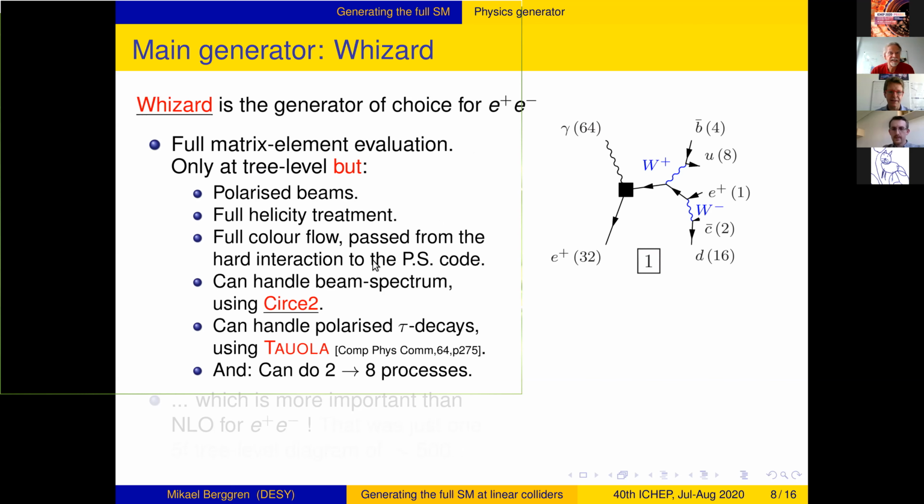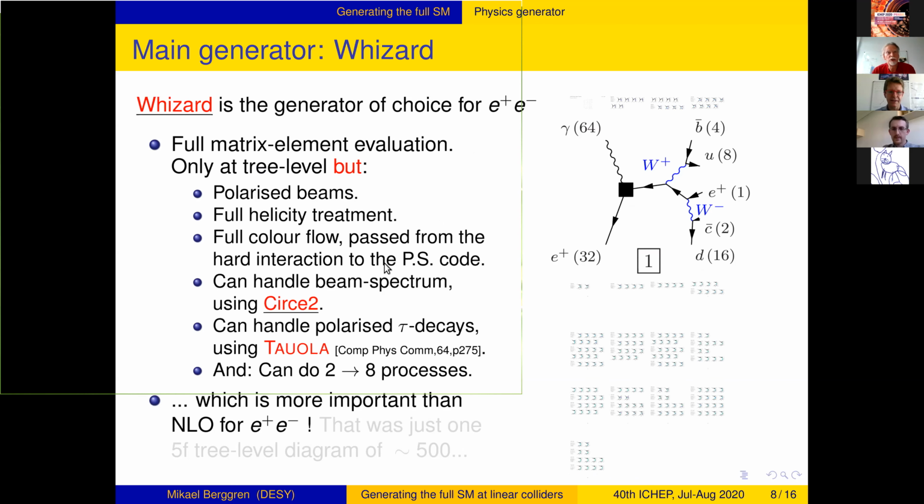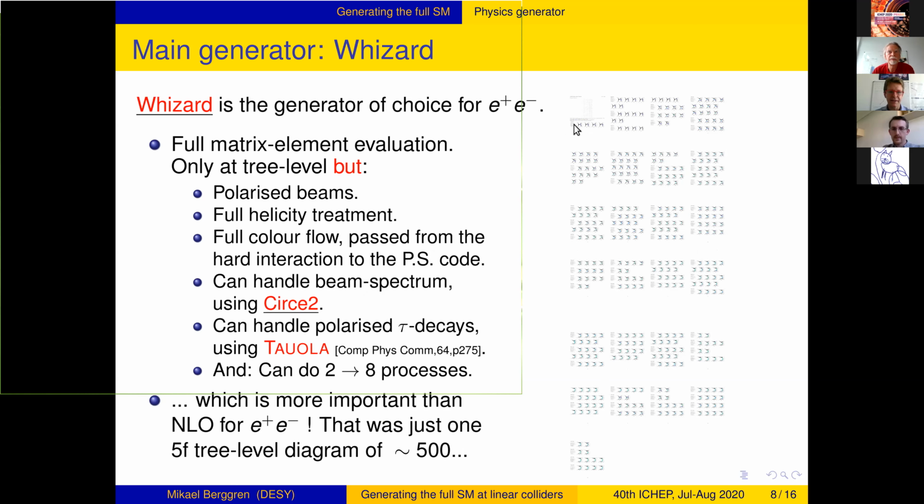And this is actually then more important than next-to-leading order for e+e−. And here you see this diagram. So this is a 5-fermion diagram, and this is just one of these about 500 different tree-level diagrams that gives rise to that same final state. So even tree level can be quite complicated.